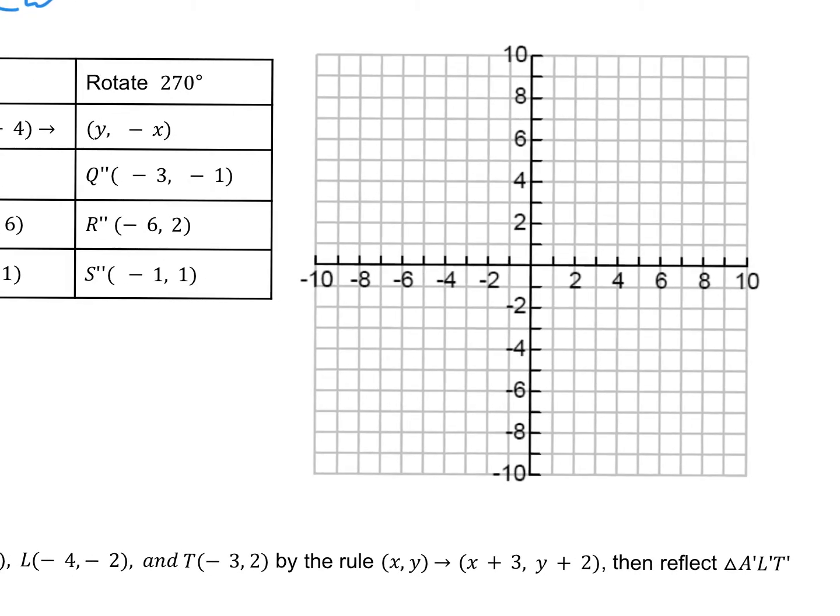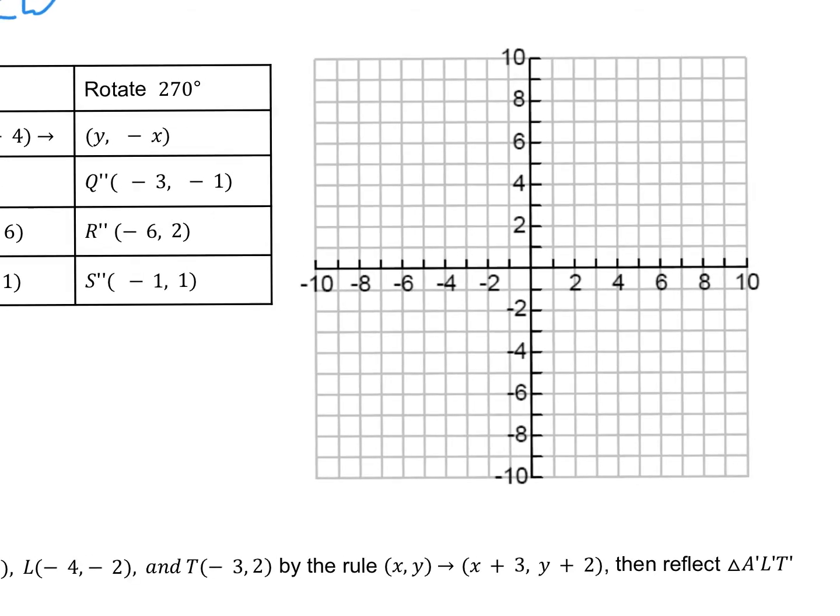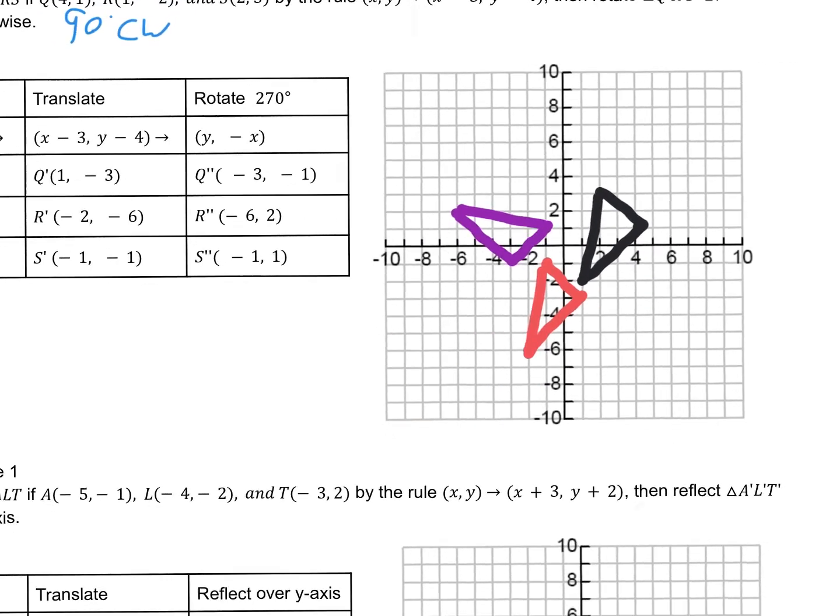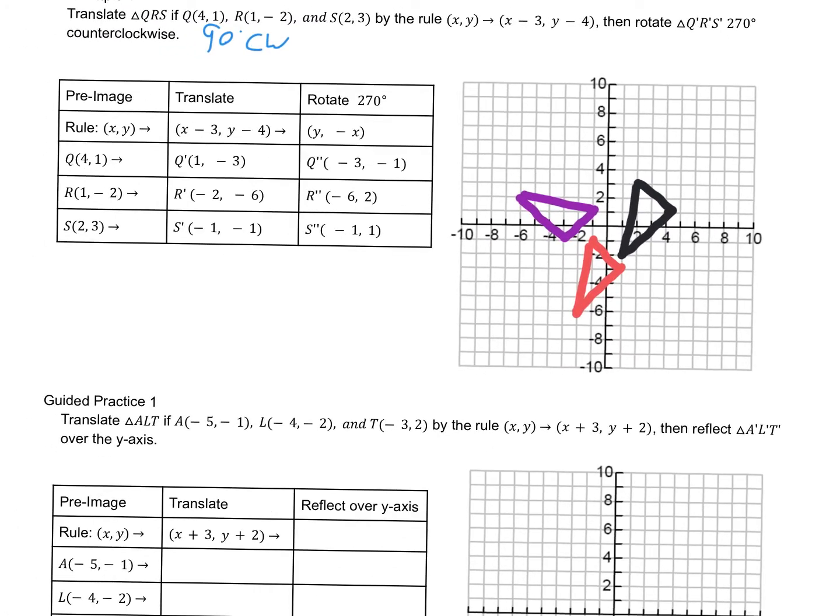Now I'm going to go ahead and pause the video to graph things out, and then I'll resume to explain. So we start off with our initial set here in black of our initial QRS triangle. Here in red, we have our primed translation of Q prime, R prime, S prime. And here in purple, we have our rotated Q double prime, R double prime, and S double prime, showing us how the initial triangle has moved about our coordinate plane. So that's essentially what we're going to be doing for each of our problems.